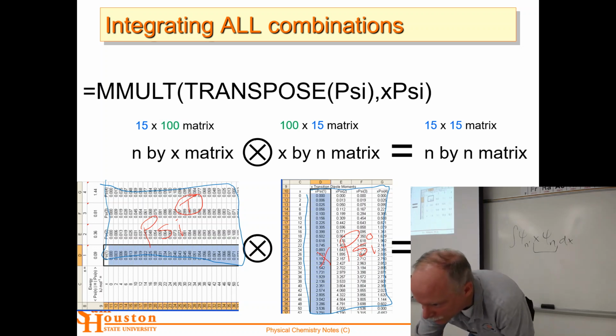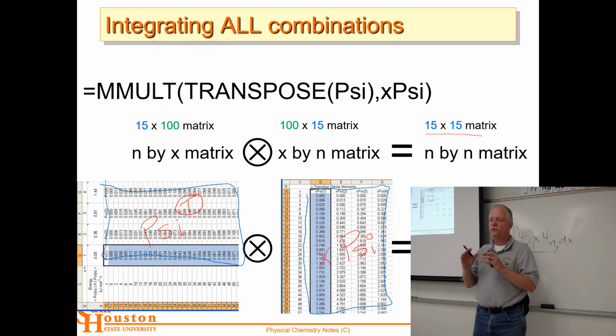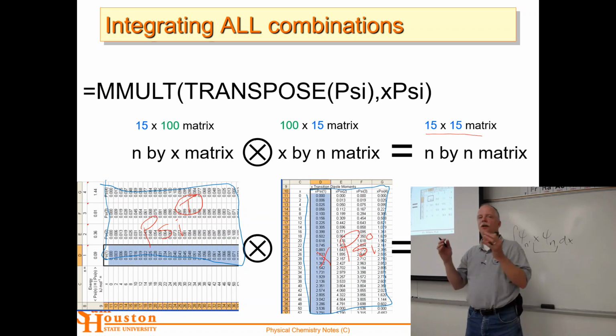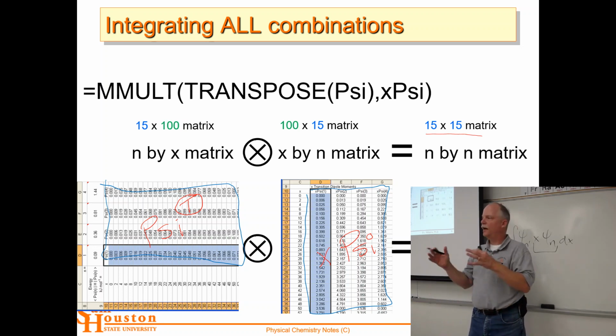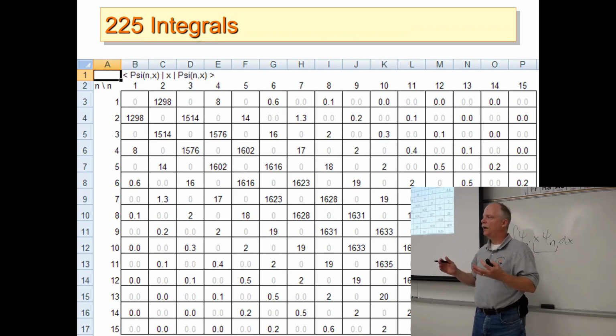And then, before we start that, we select this 15 by 15 block because we know that's what the result is going to be. And so once we select the 15 by 15 block, we type in MMULT, open parentheses, transpose, open parentheses, then we go select that psi block, and then we hit comma, then we select with the mouse the x psi block, close parenthesis, and then we Control Shift Enter, we get this. And we've done 225 integrals.